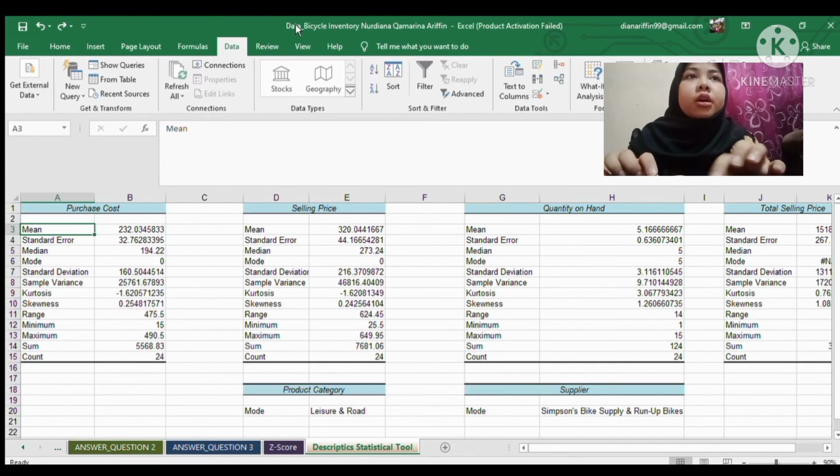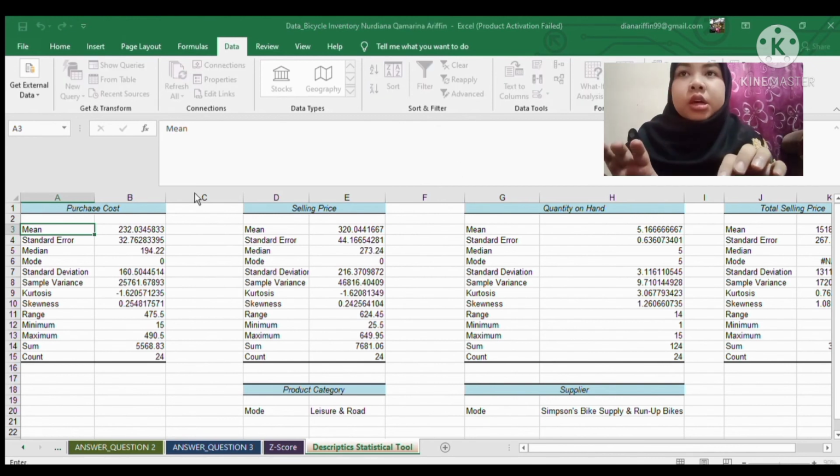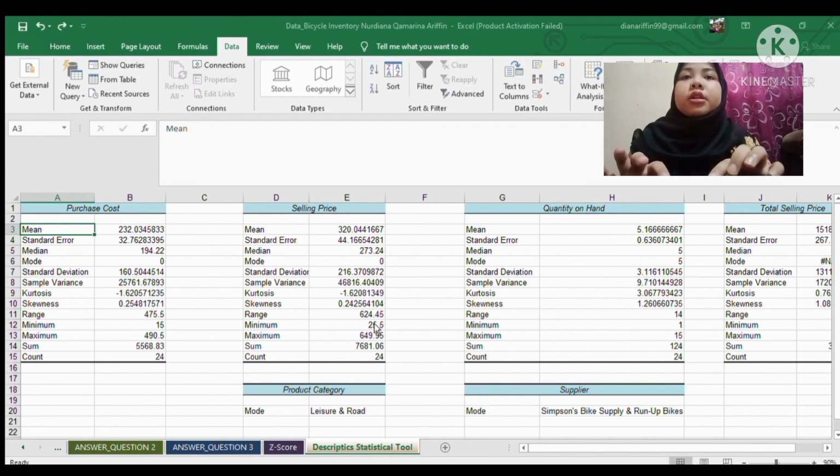The last question, which is F for descriptive statistic. First of all, I go to the data and then click the data analysis, then click the descriptive statistic, click OK. Then for input range, I select the data range for purchase cost, selling price, quantity on hand, and total selling price. After that, I go to new worksheet. I rename it as descriptive statistical, and then I click summary statistic and then click OK. And then I got this answer.